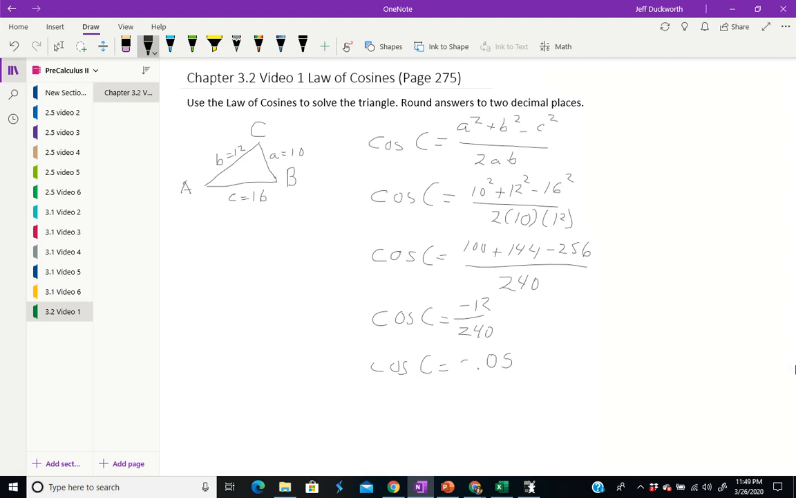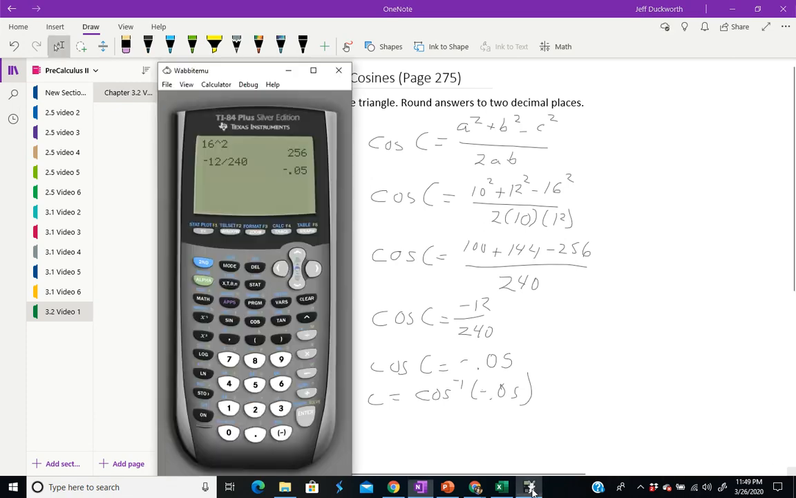So when we take the inverse cosine of each side, I've got C equals the inverse cosine of negative 0.05. So we can do that, and again, make sure that your calculator is going to degrees and not radians.